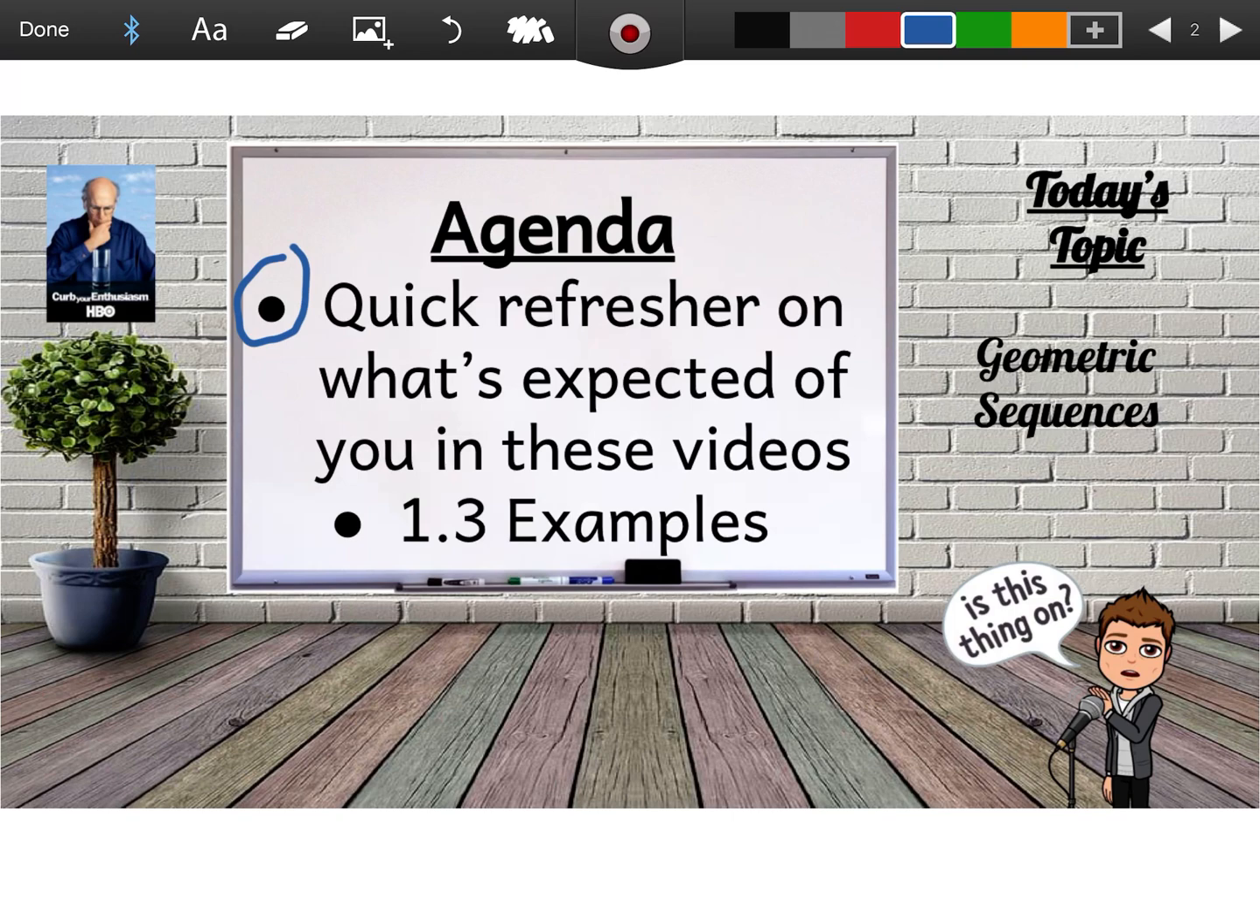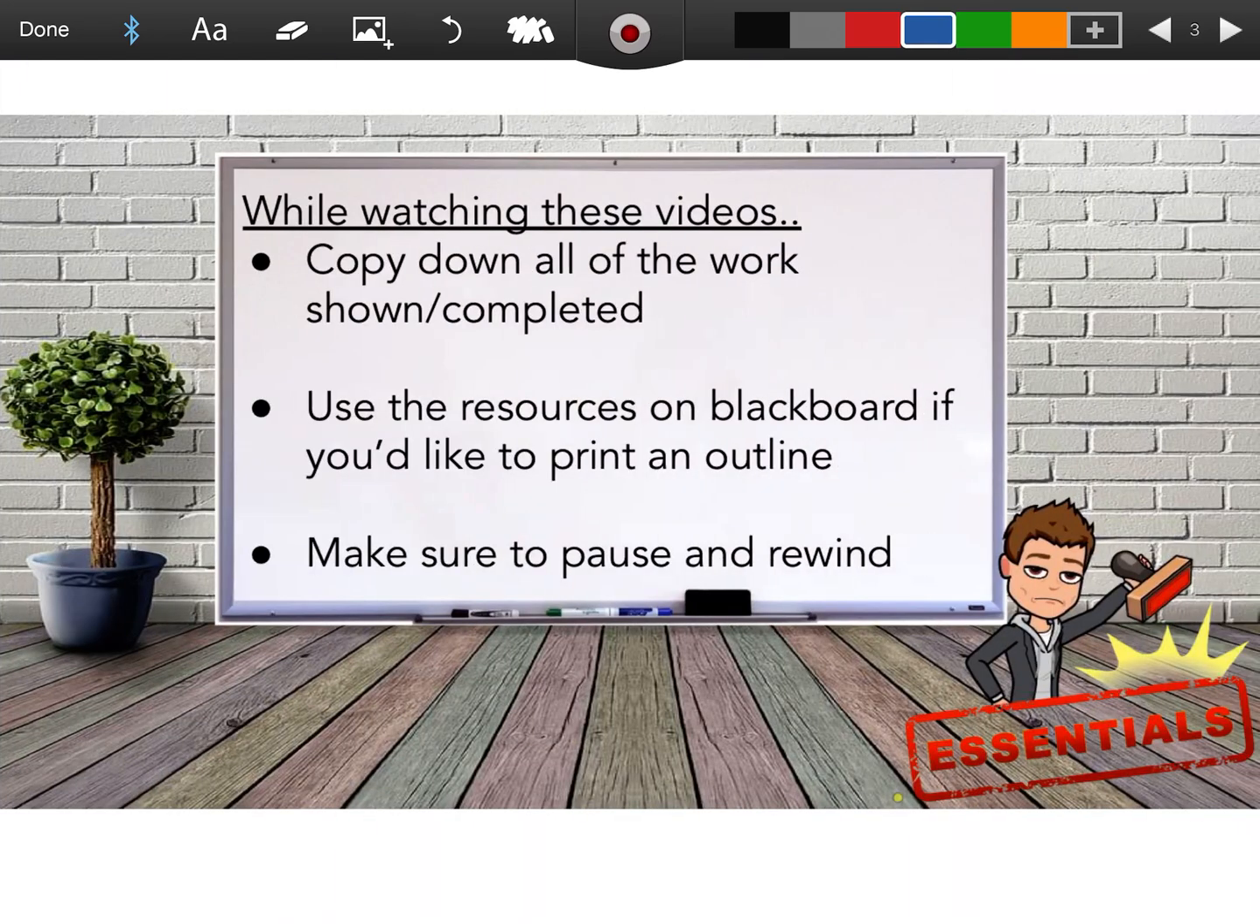What's on the agenda for today? A quick refresher on how you should be working through these videos and what's expected of you. If you've watched the first video, you already know a few things. I just want to reiterate those so that you don't forget. We'll continue with 1.3 examples dealing with geometric sequences. Should be pretty simple, if you're working hard, of course.